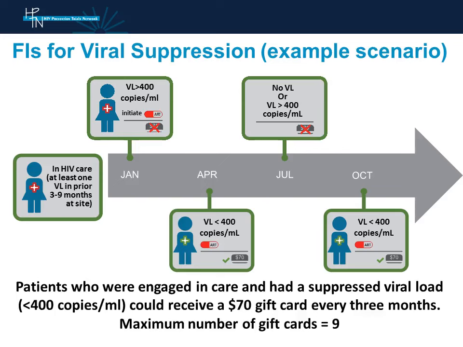So in January, they have a viral load drawn and they start ART, but they can't get a card because they haven't had time yet for the ART to lead to viral suppression. But 3 months later, in April, they come back. They do have a suppressed viral load, so they can now earn their $70 gift card. In July, either they don't show up or their viral load is no longer suppressed, so they can't get a card. But in October, they come again, and once again, they're virally suppressed, and so they earn another card. Over the course of the 2-year intervention, someone could earn up to a maximum of 9 gift cards. Next slide.